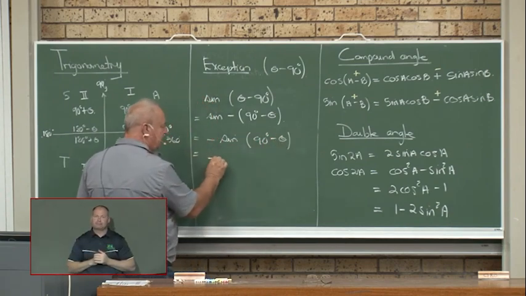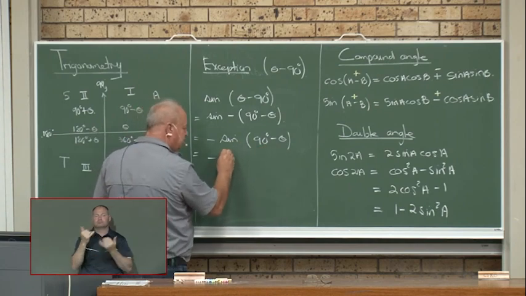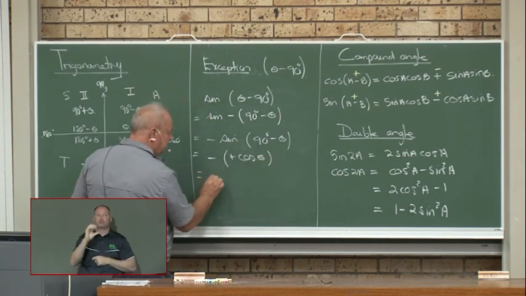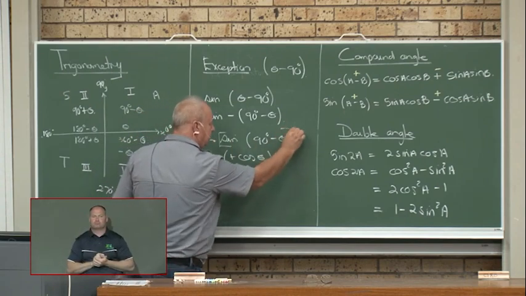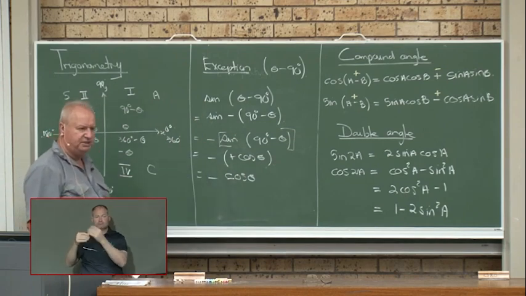So here we can say, sine of 90 degrees minus theta, first quadrant sine is positive, but sine changes to cos theta, so it is negative the cos of theta. That there is positive cos theta. Times the negative is negative cos theta.